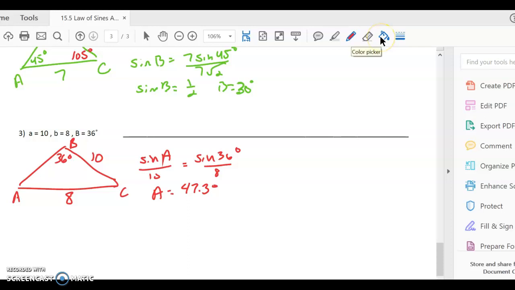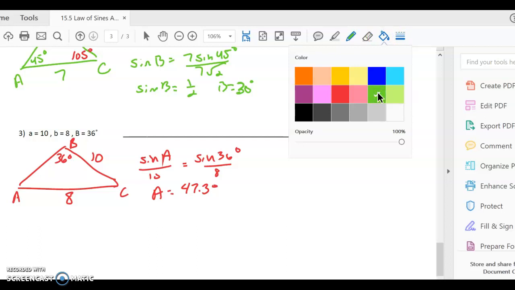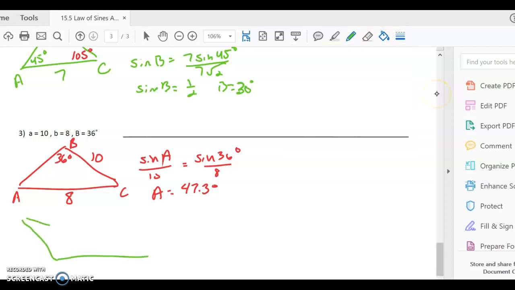So at this point, I recommend drawing another triangle. Make A look obtuse. I wouldn't get too caught up with all the lengths, but making A look obtuse is key. B is still 36, this is still 8, and little a is still 10. But the point is, we want to find the supplement. We want to take 180 minus 47.3. That's that first quadrant angle. And we want to come down here and say this is 132.7.